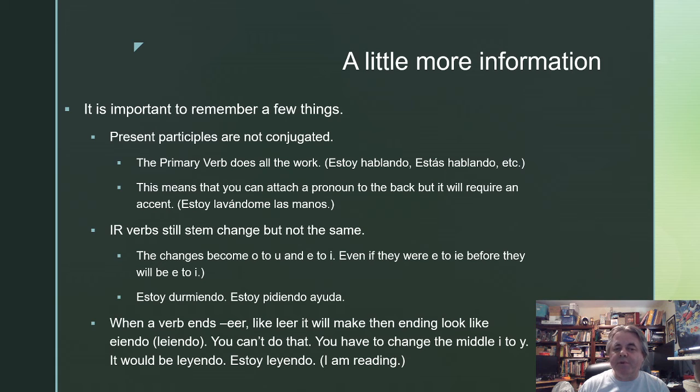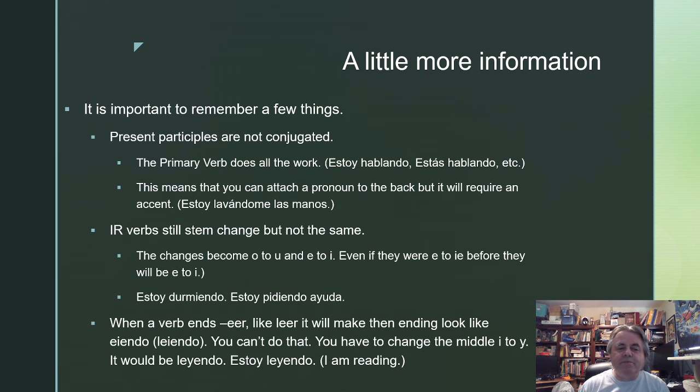If it's an IR verb and it was a stem changer in the present tense, it's still going to be a stem changer in the present progressive. AR verbs don't stem change in the present progressive. ER verbs don't stem change in the present progressive, but IR verbs do. And that change is going to be different than it was in the present tense. You can see here the changes are going to become O to U or E to I. In the present tense, we would have had O to UE, and we would have had E to IE or E to I. In the present progressive, it's just O to U, and it's just E to I, even if it was an E to IE stem changer before.